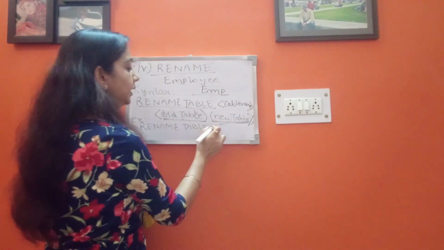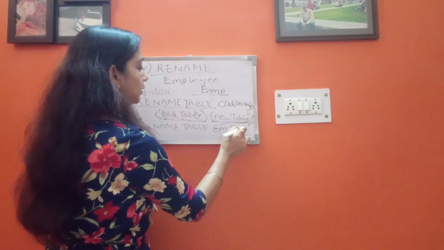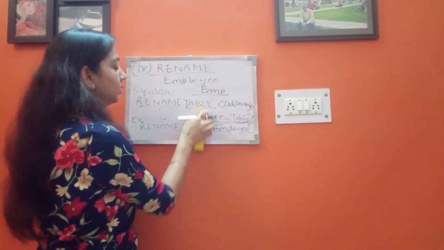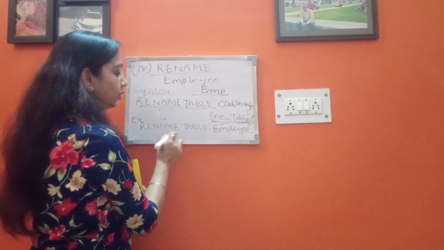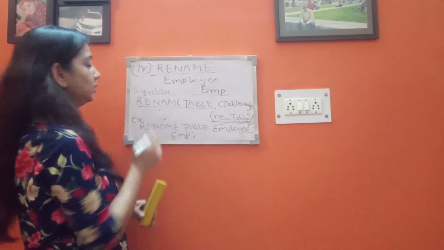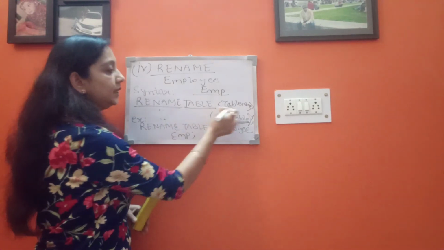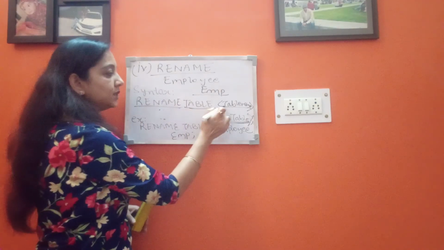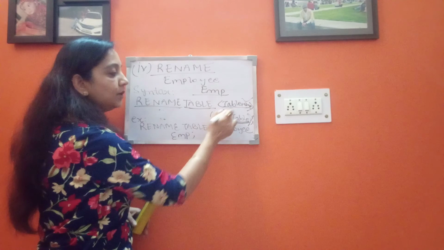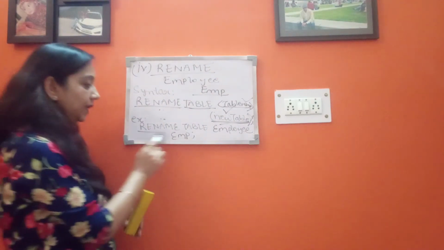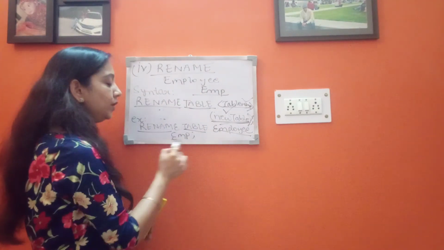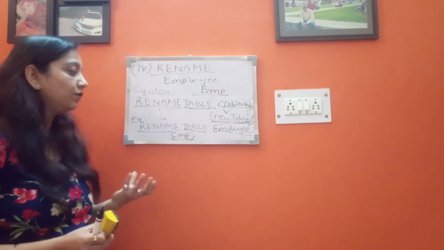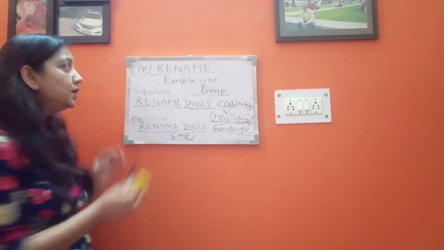Rename table. The name of the table is employee. What new name I want to give? EMP, ended with a semicolon. So the syntax is rename table, the table name and the new table name. Rename is the keyword. What I want to rename? Table. What is the name of that table? Here I'll write, and what will be the new table name? Here I'll write. So example of that is rename table employee to EMP. So the employee table will now be changed as EMP. The name of the table will change as EMP. The contents will remain the same.